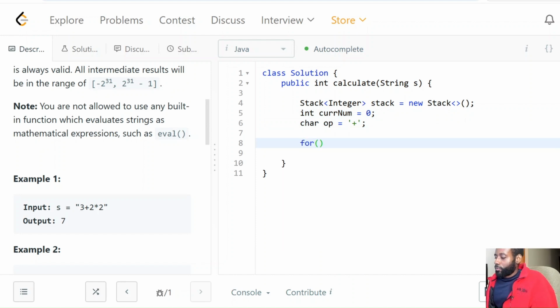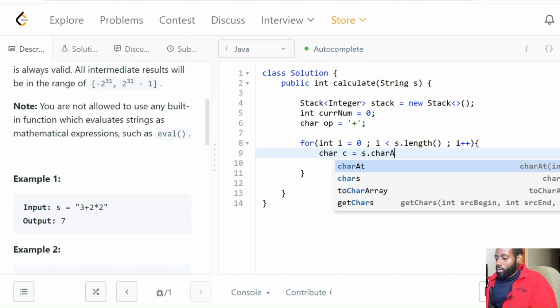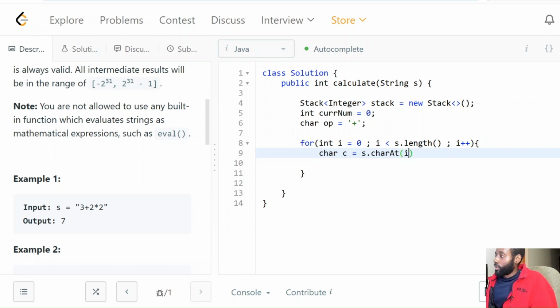So we're going to have a for loop, and we're going to process the string character by character. We're just looping through the string, and then we're going to extract the character from the string with this current iteration.